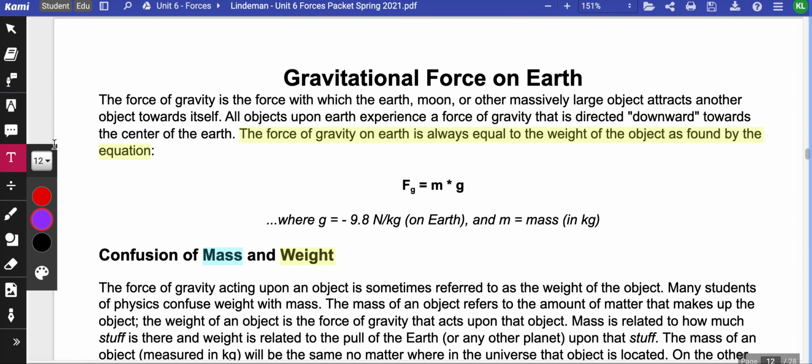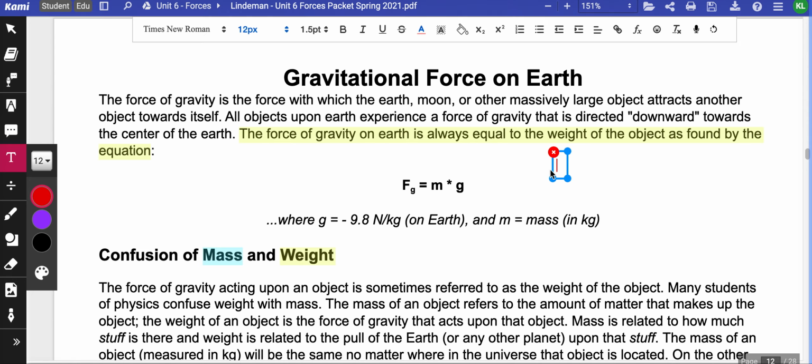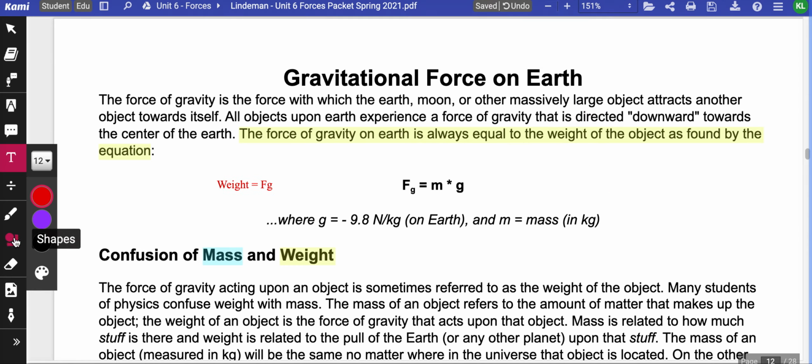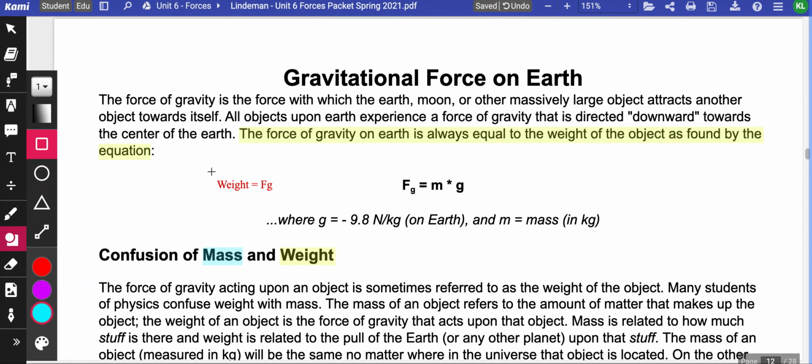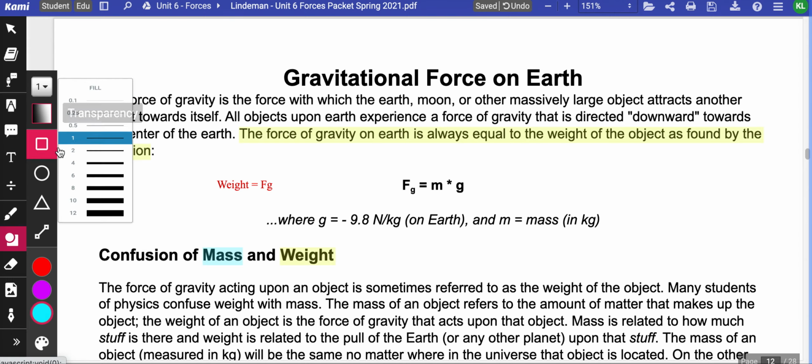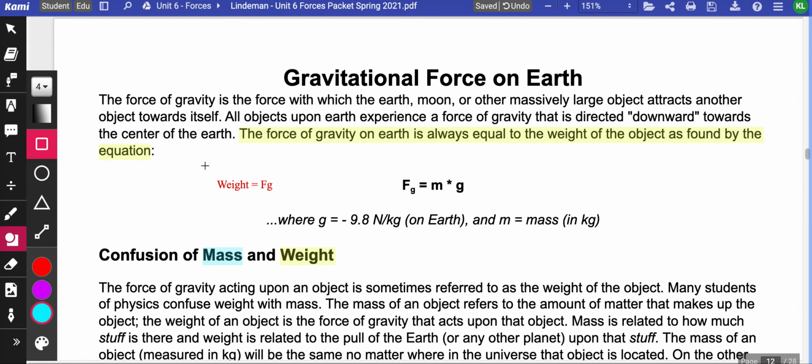The important bit here that we're saying, this is again very, very important: weight equals gravity force. Okay, weight equals gravity force, and we want to underline that, put a bow on it, something we need to absolutely just internalize this idea. Okay.